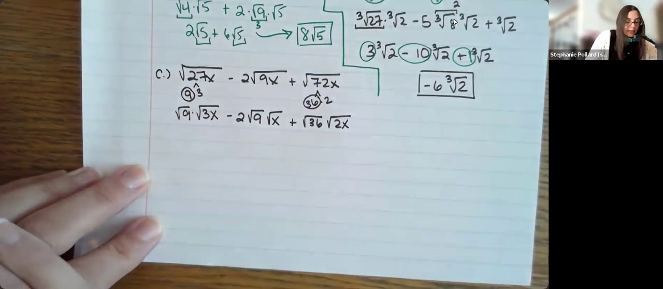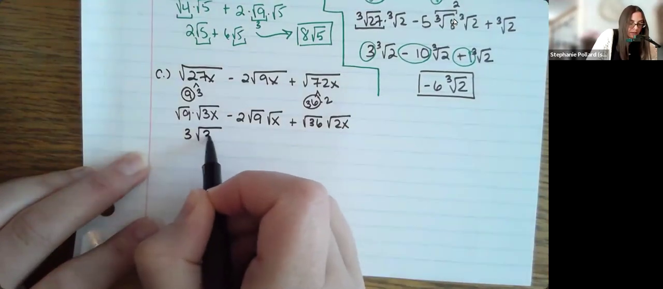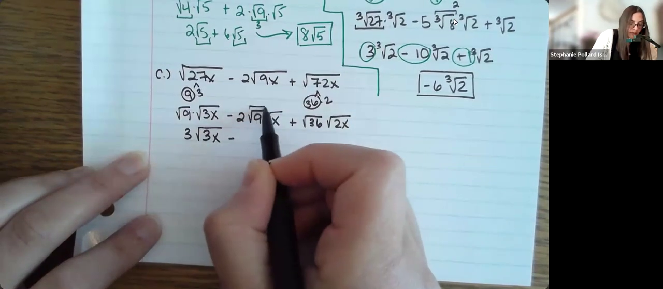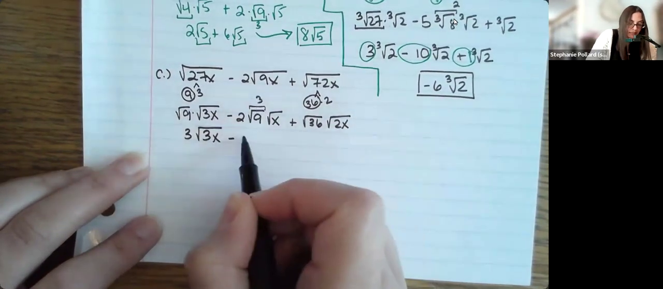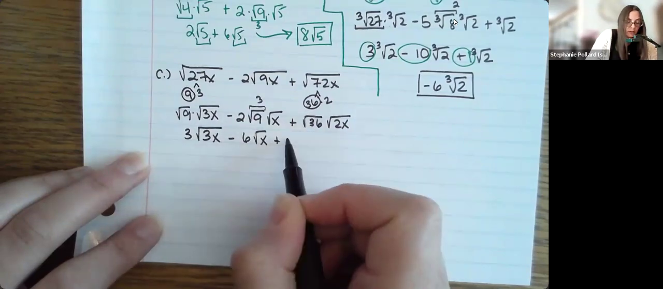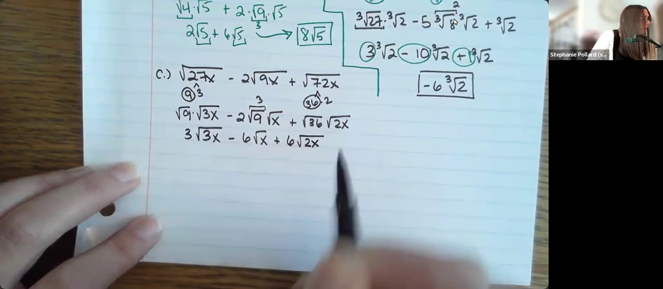All right. Now, square root of 9 is 3. So I have 3 root 3x minus square root of 9 is 3. So this becomes 2 times 3 is 6 root x. And the square root of 36 is going to be 6 root 2x here.